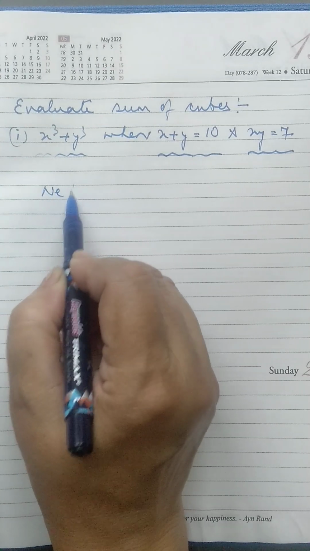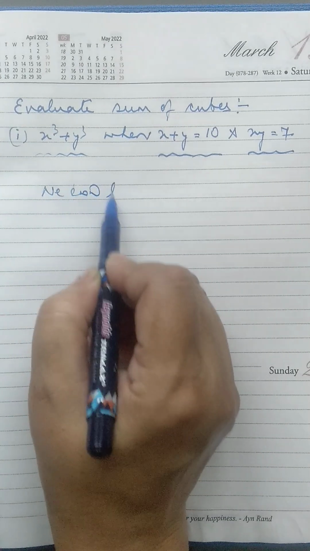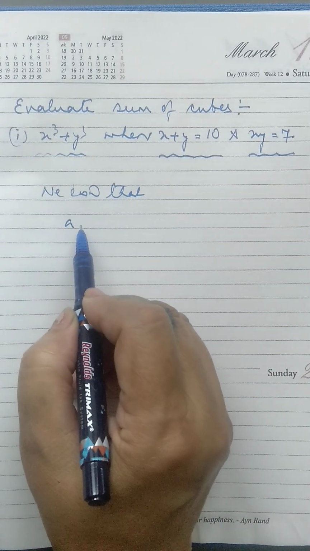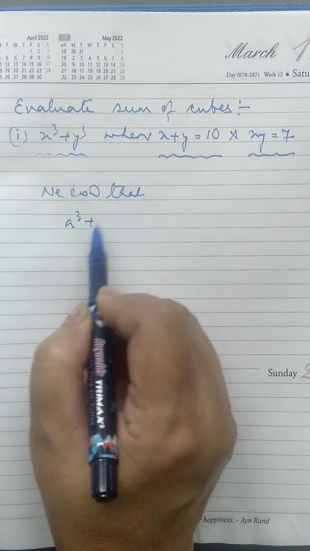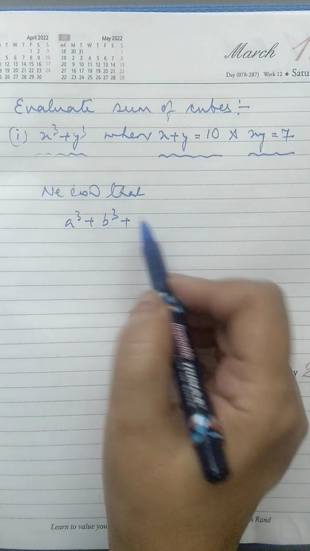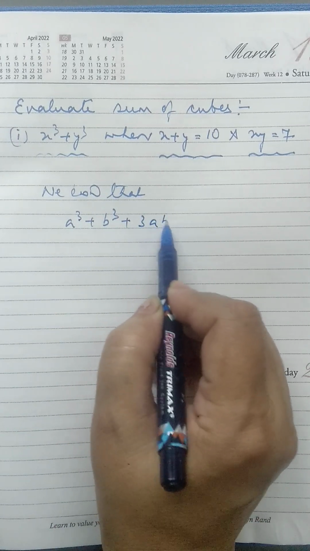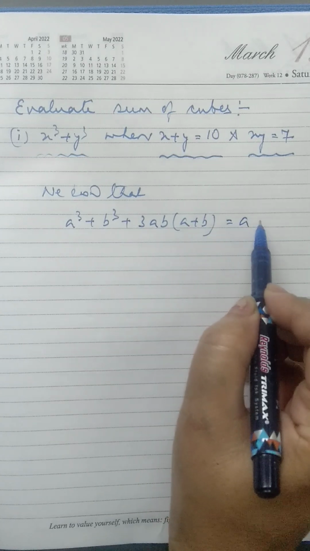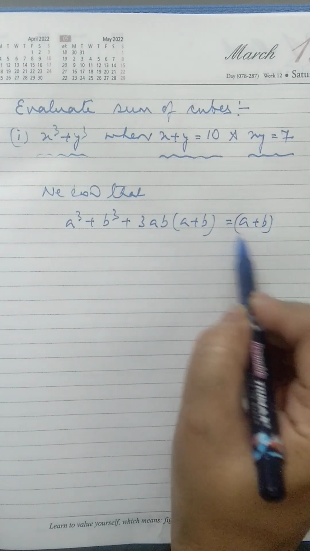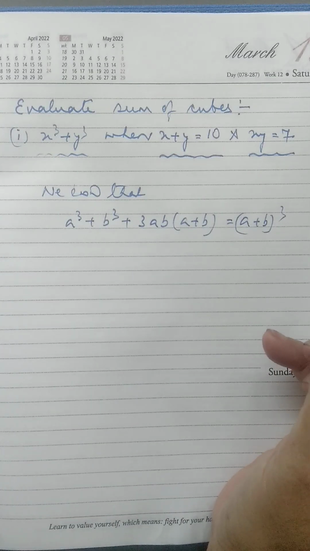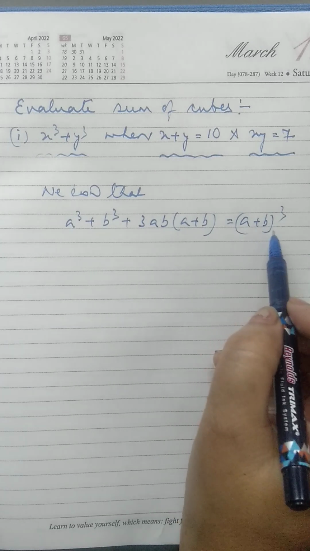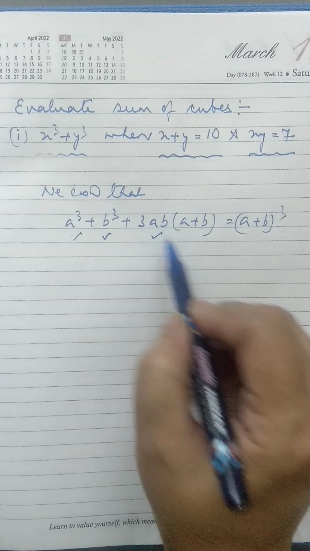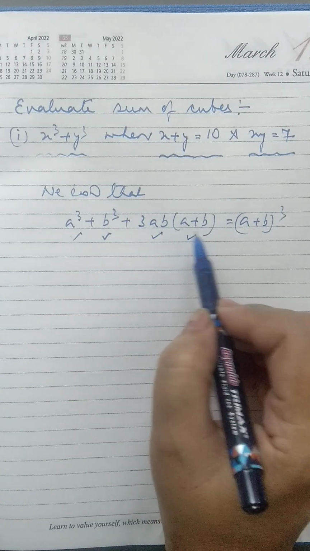So we know that a cube plus b cube plus 3ab times (a plus b) is equal to (a plus b) whole cube. All right, so (a plus b) whole cube is equal to a cube plus b cube plus 3ab multiplied by the sum of a plus b.